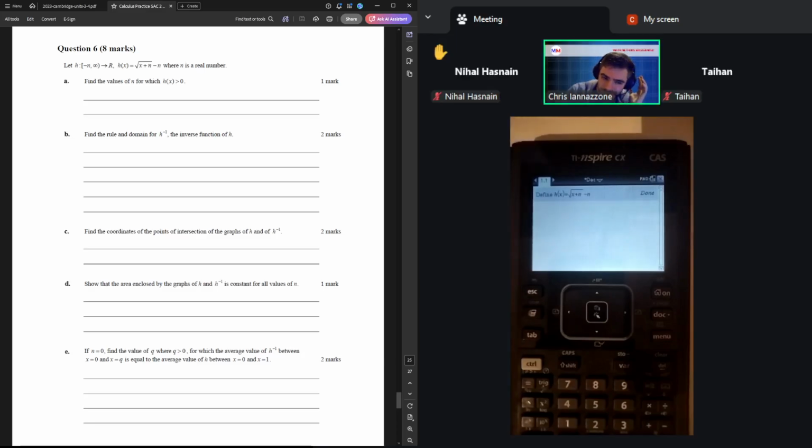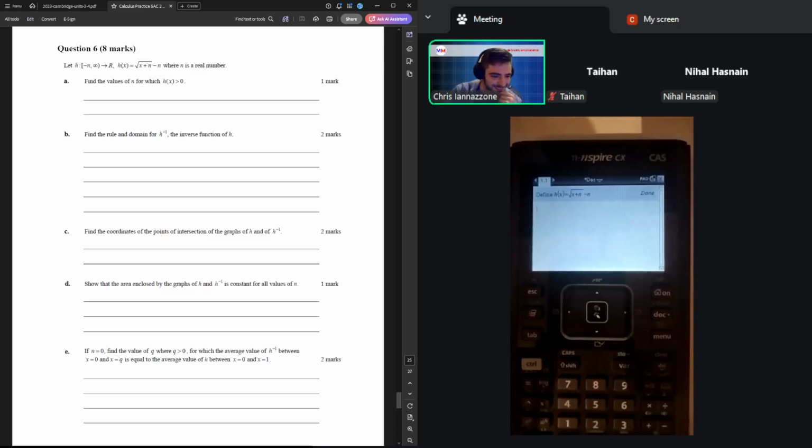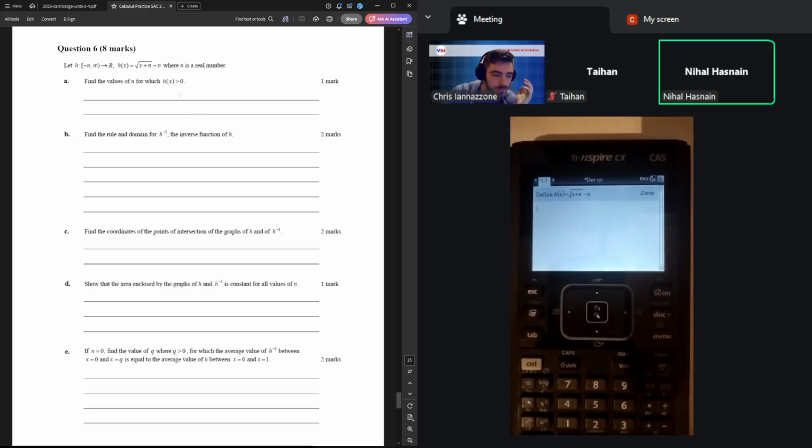Oh yeah. Sorry, I didn't see. I'm a bit confused with this question. It says the values of n for which h of x is greater than 0, but there are, well, there are two variables here. So I guess how do I?